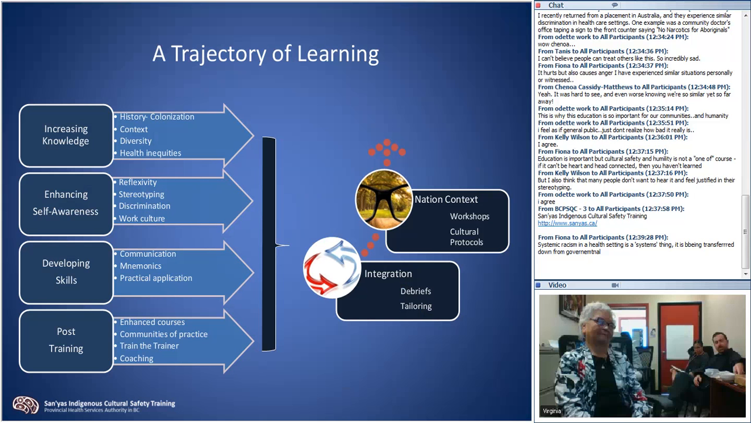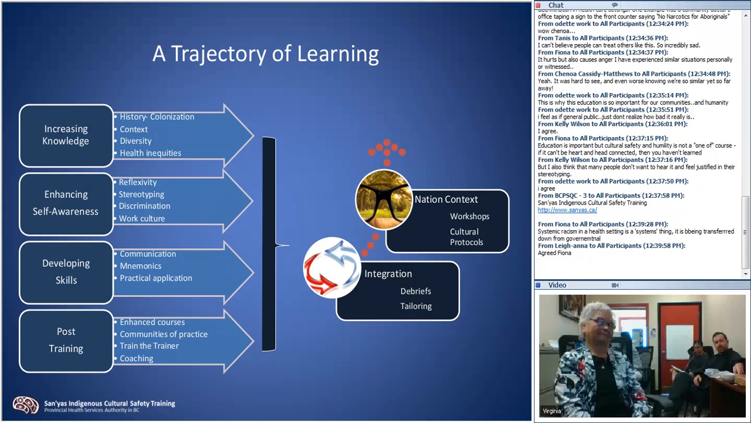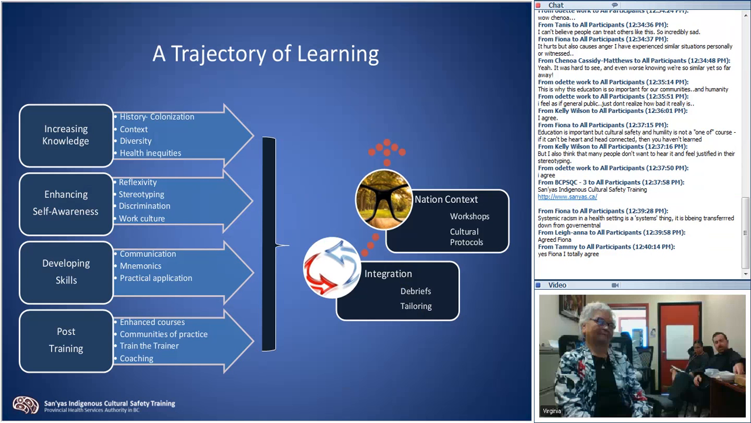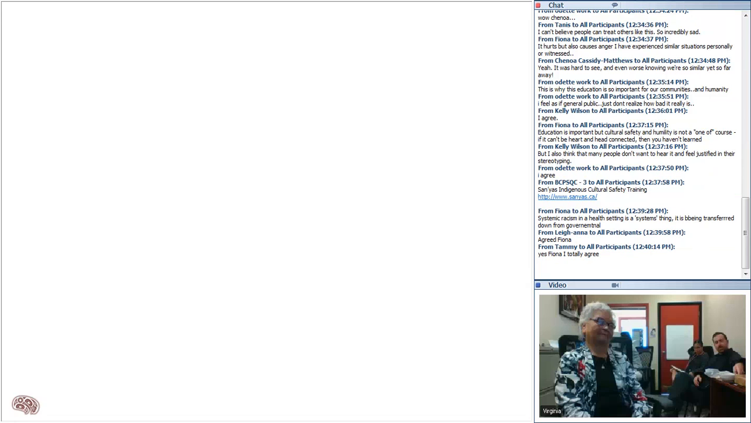After taking the core training, in-person debriefs and advanced trainings are needed to support learners to embed Indigenous cultural safety into practice. We call this integration. After integration of the core skills, learners will then be better equipped to apply locally tailored and nation-specific training. So our goal here is to continue building on the foundation of SANIAS to continue this trajectory of learning.